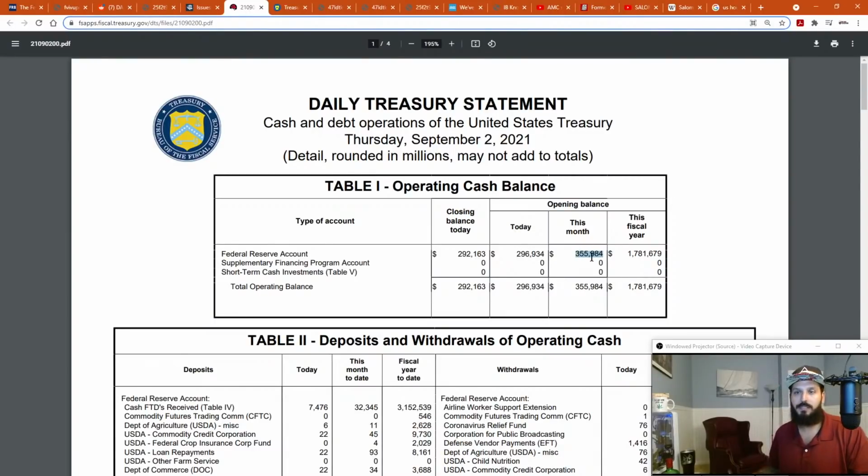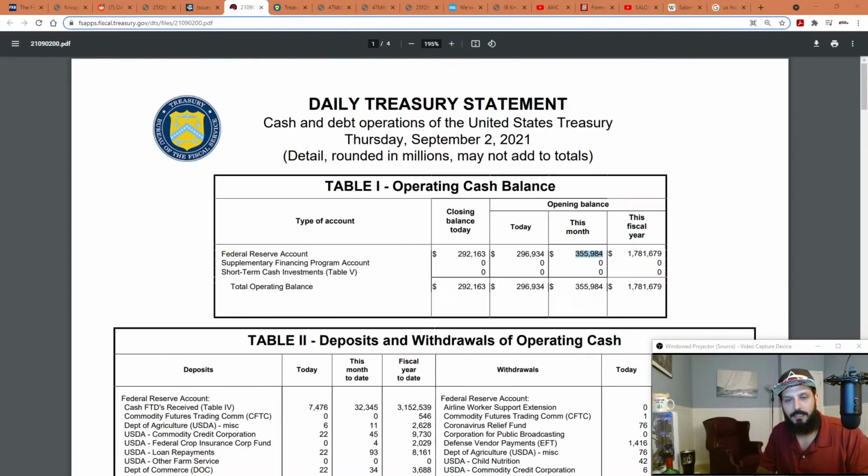It looks like they spent around $60 billion, a rough estimate, maybe $62 billion, just off the top of my head. I apologize, from the 1st to the 2nd, because this is the report from the 2nd. From the 1st to the 2nd, they spent from 355 to 296. And on September 2nd, they started the day with 296 and spent only about $4 billion. Thank God. So they have 292.